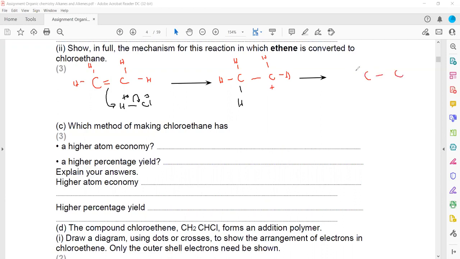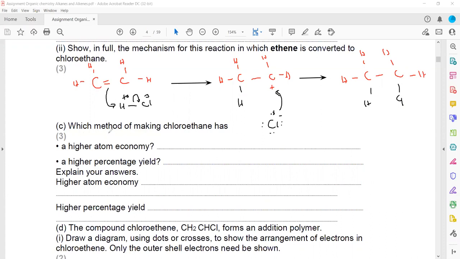And as a result, here what happened: the Cl, which has a negative charge, will be attracted towards this carbon cation and form chloroethane.